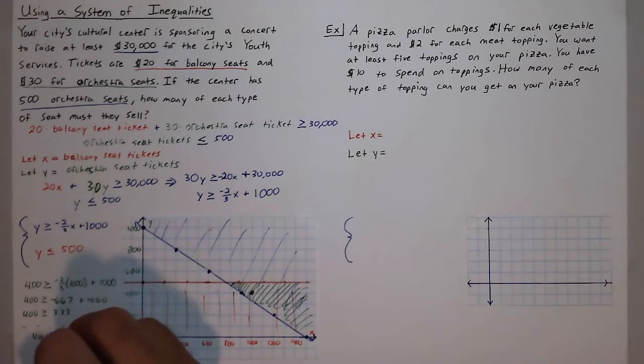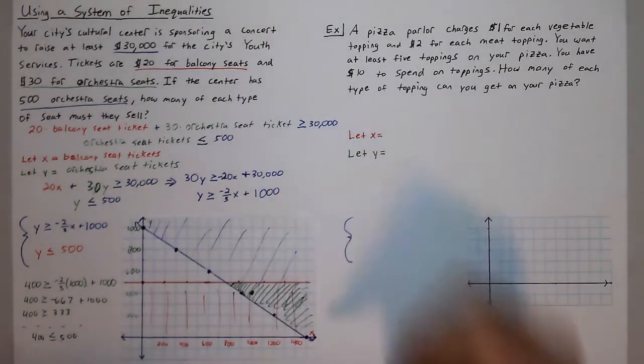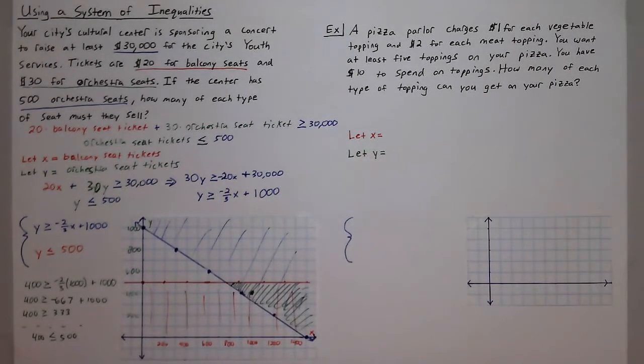Less than or equal to 500. So this would be a solution to the system. That means that entire region is true. And this just goes to show you that sometimes a solution to a problem might not be one particular set of numbers, but like a range of numbers.